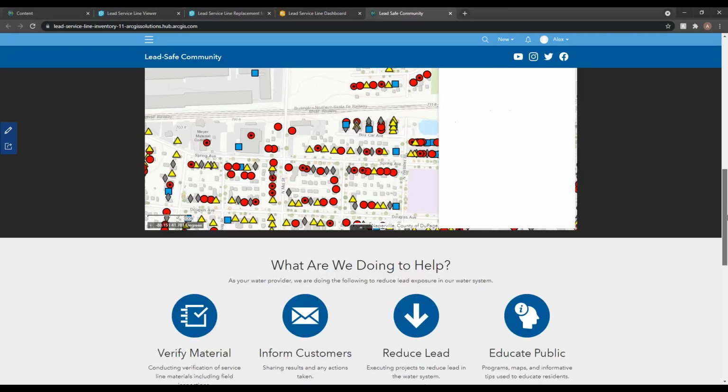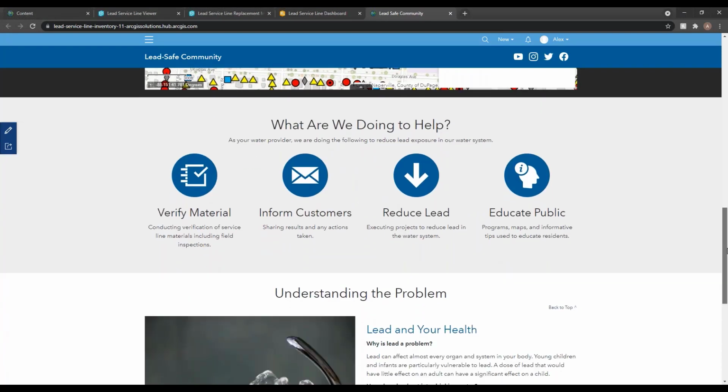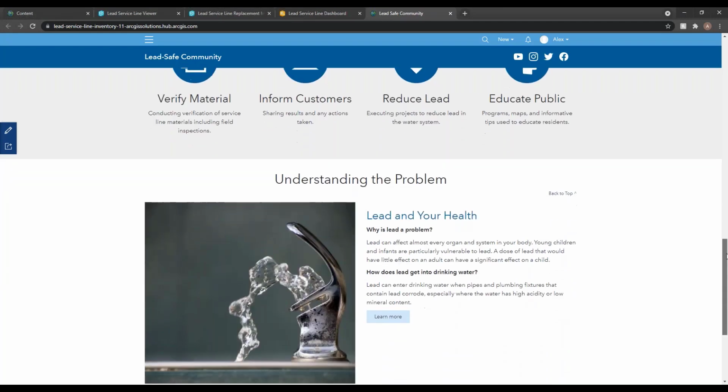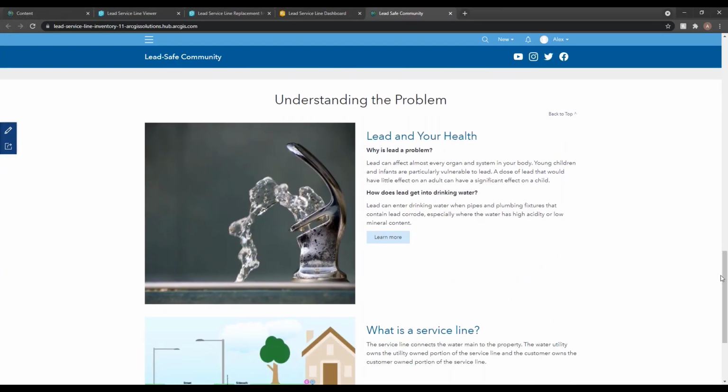Beneath that, we've included some steps that the utility may be taking to reduce lead exposure in the system. And also, we provided some documentation on understanding the health issues with lead, as well as linking out to some more documentation if they want to explore that further.